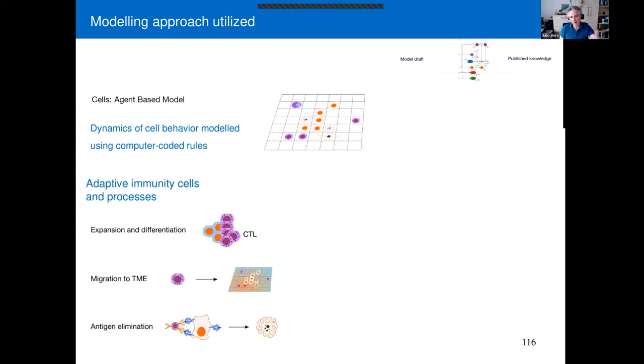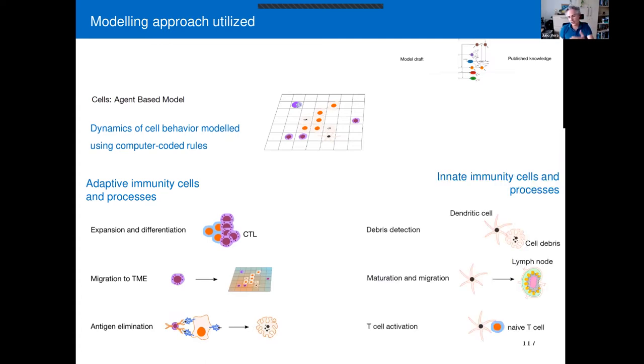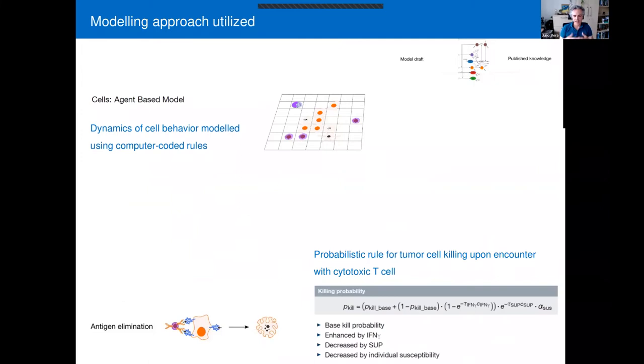And then we have to set up a number of rules to account for how the adaptive immune cell works in the tumor and also how the innate immunity works in the tumor. And just to illustrate how this computer-coded rule model works, this is, for example, the probabilistic rule we built to simulate what happens when one cytotoxic T cell finds and detects a tumor cell and has to make the decision whether to target this cell for killing, okay?